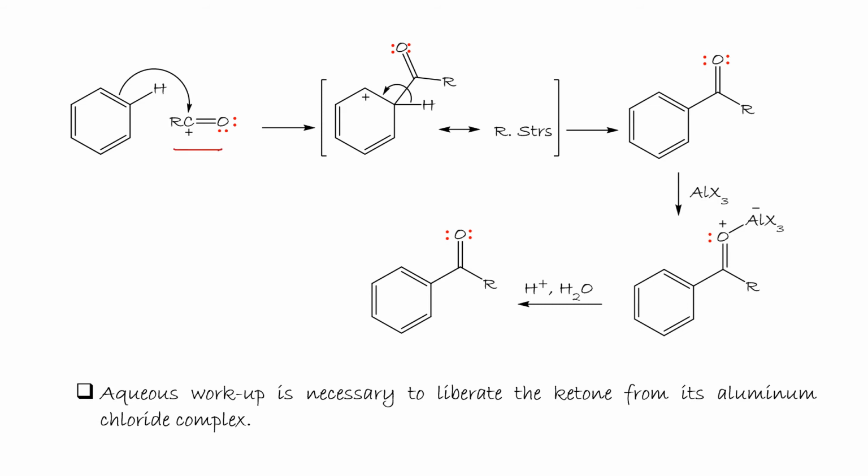The formed acylium ion in the media will find the benzene, so the pi electrons will attack, forming a sigma complex. The sigma complex will deprotonate, losing H+, to regain aromaticity and form a ketone. This ketone will find aluminum chloride and form a complex, so we have to add water at the end. When working up the reaction, at the end of the reaction, we add acidified water to get the free ketone.